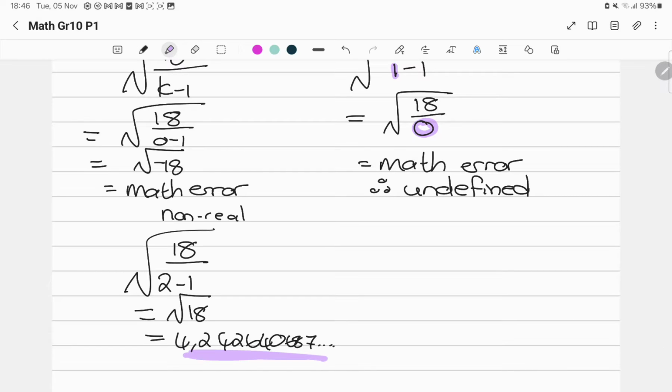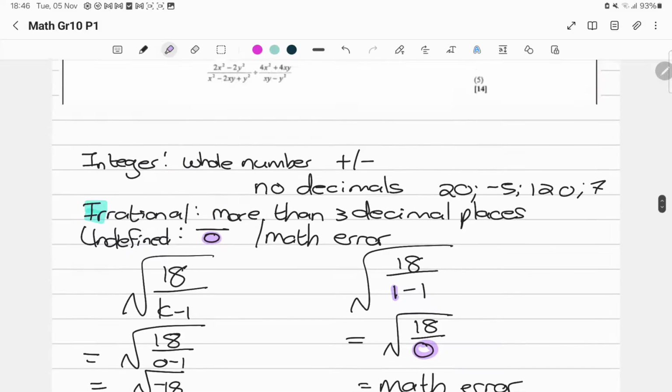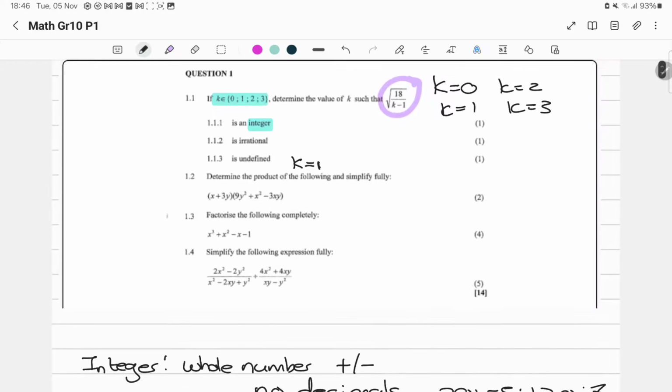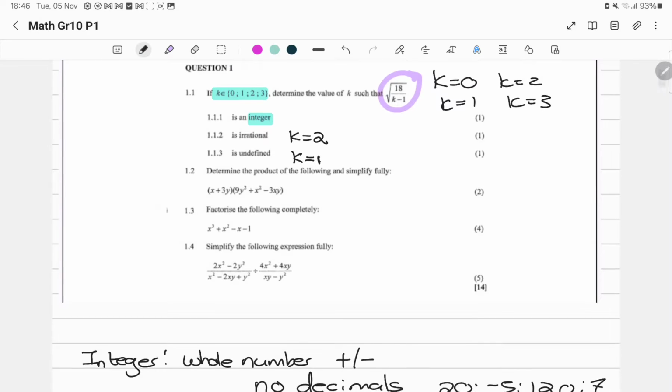Okay, it's not a non-real number, but what does it give me? It gives me an irrational number. So what did I have to substitute into k to get an irrational number? I had to substitute 2. So it means that my k for irrational number would have been 2.